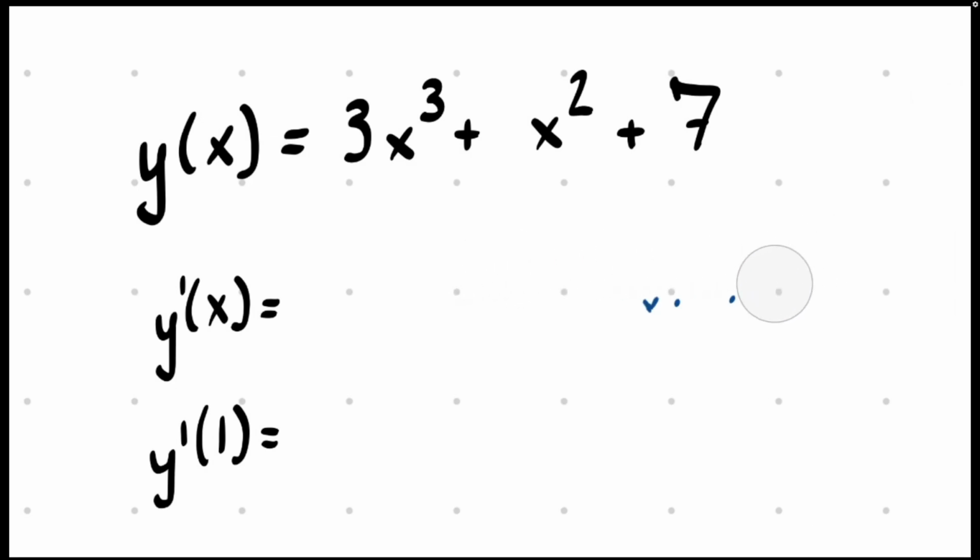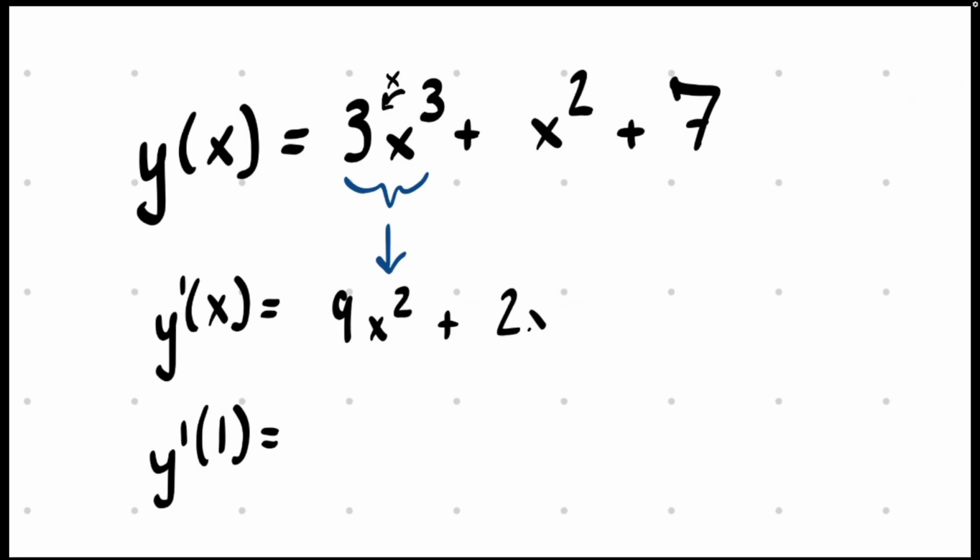So I'm going to get rid of this. So what this term will become, we're going to put right here. So the answer there is going to be 3 times 3, so 9x, and then 3 minus 1 is 2, so 9x squared, plus, and we can follow the same rule for the x squared, that becomes 2x. And then for any constant, because there is no x here, right? Any constant, the first derivative of that is just going to be 0, right? So that is our y prime of x function.